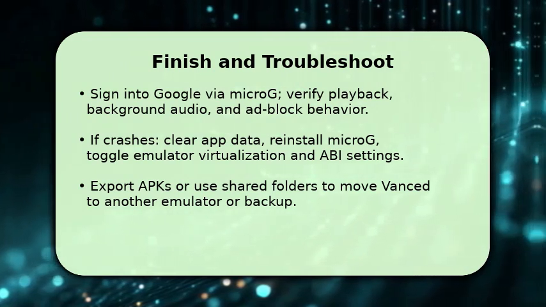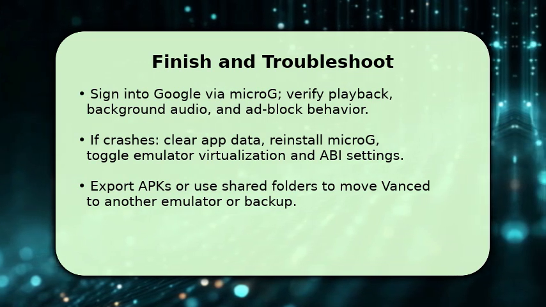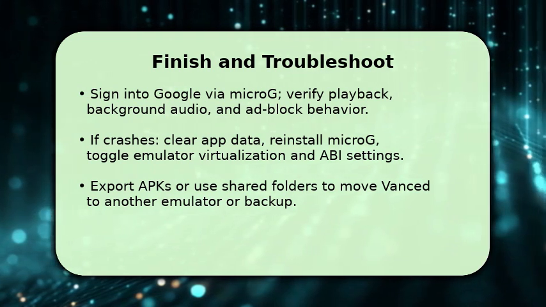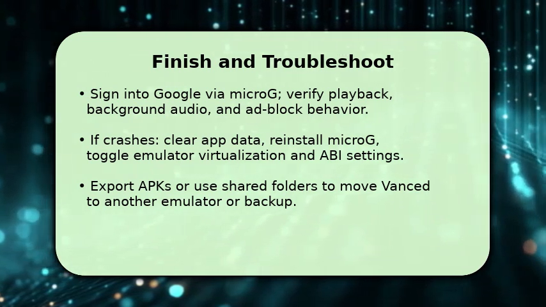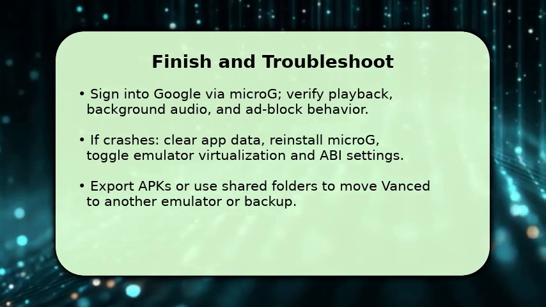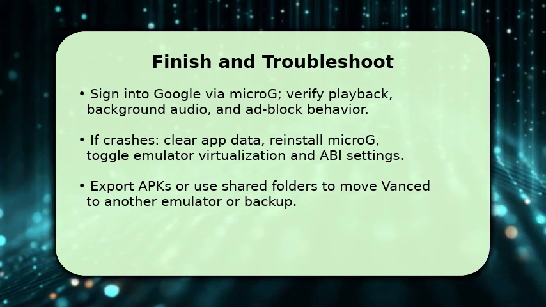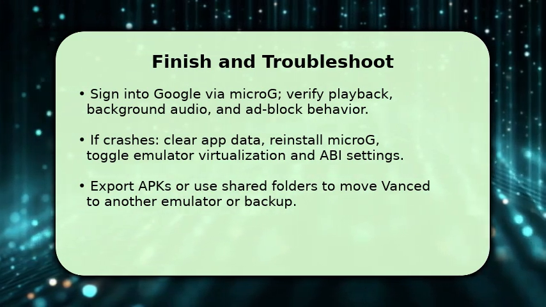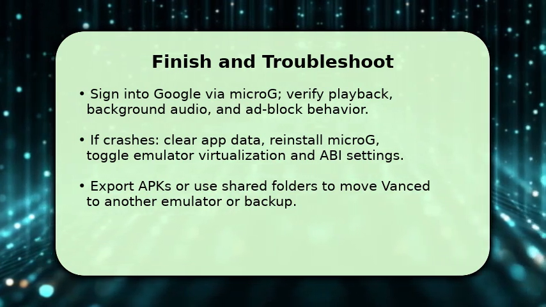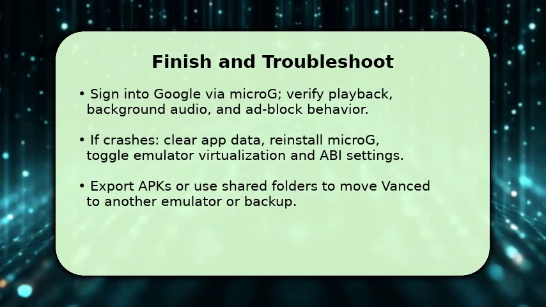If something fails, clear app data and reinstall micro-G first, because sign-in issues are common. Next, reinstall Vanced if crashes persist. Make sure the emulator ABI matches the APK, ARM64 versus x86, and toggle virtualization and assigned RAM if performance is bad. Finally, export or backup the APKs and configuration so you can restore or move them.